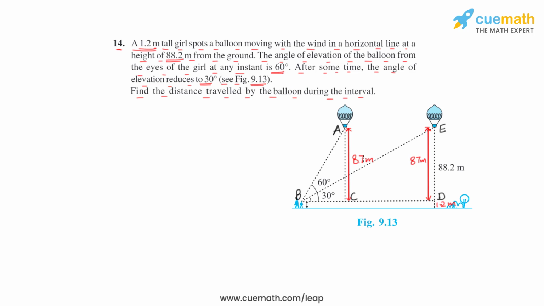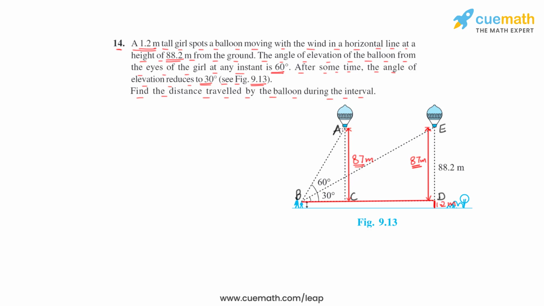So this is the figure 9.13. The girl is 1.2 meters tall. It means this part is 1.2 meters. So from this line, the line of sight, I'll make the line of sight red so that you can see it. This is the line of sight. From this line, the height of the balloon is 88.2 minus 1.2, which is 87 meters. It means this is also 87 meters. Height is same because it is moving horizontally.